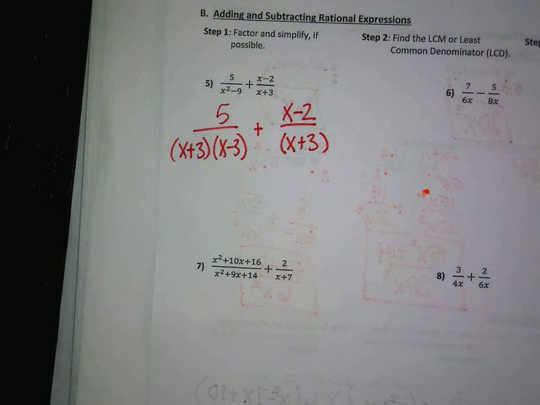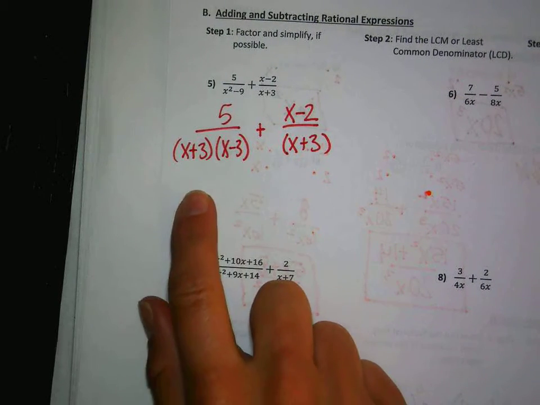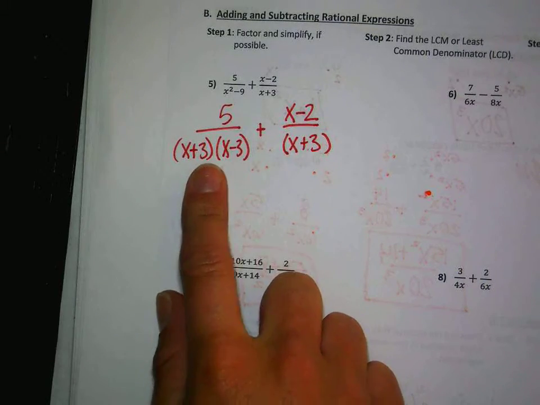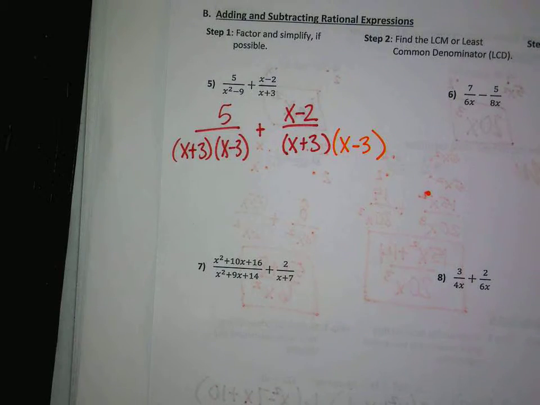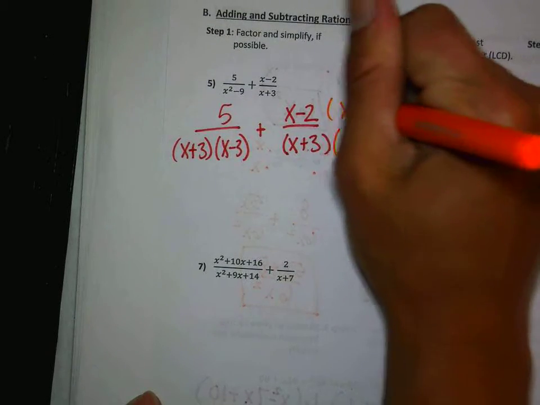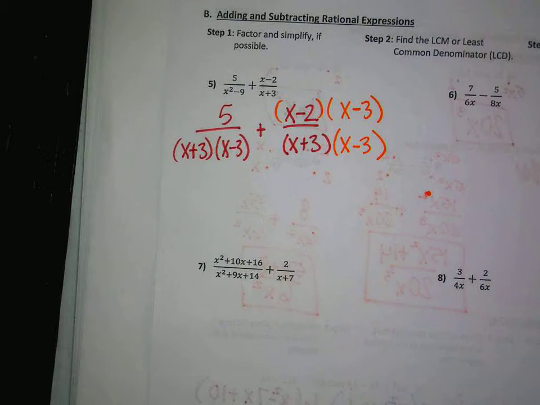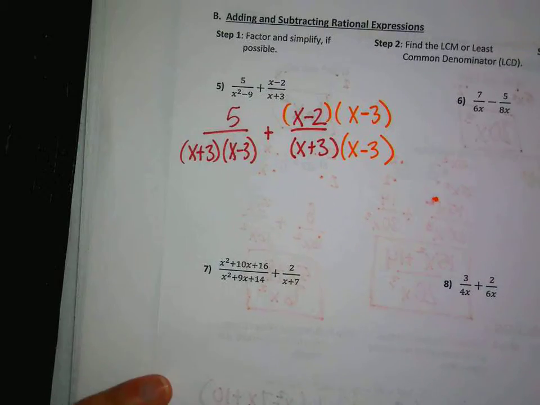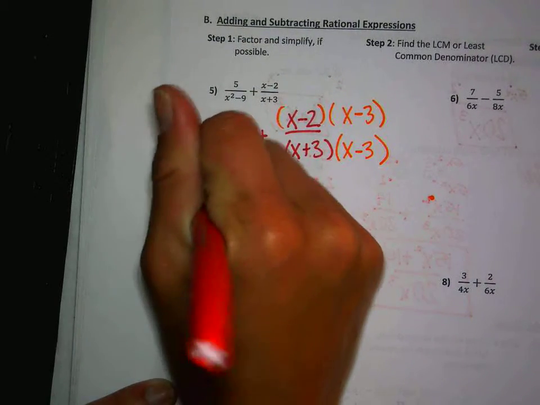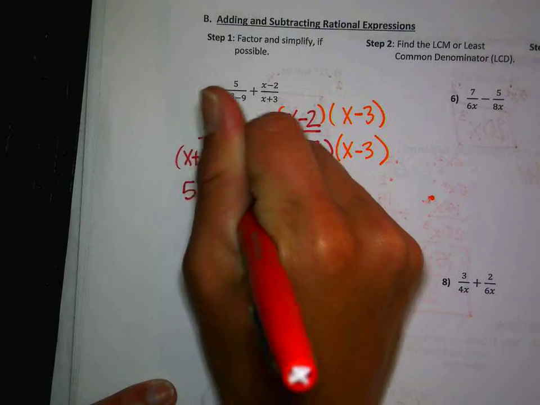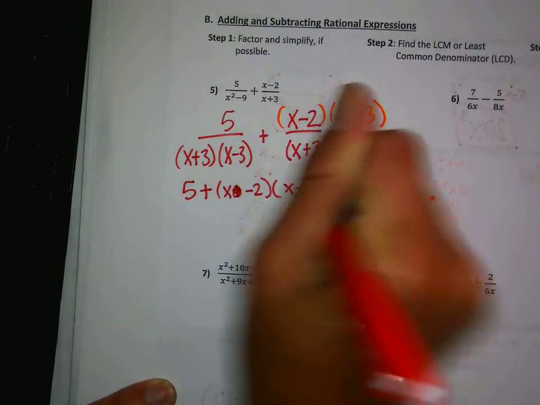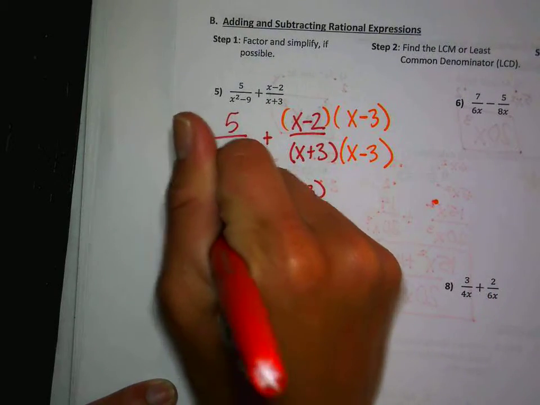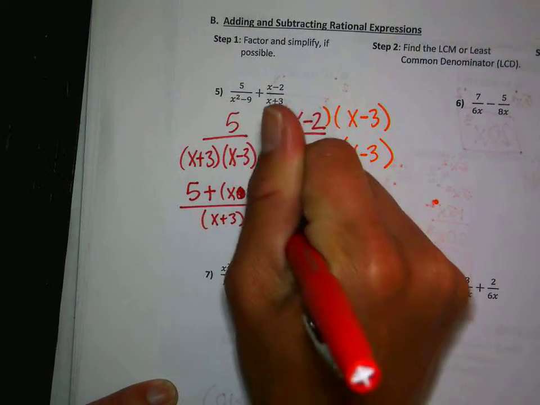So just like we did on the front, I need a common denominator, so I'm asking myself, okay, what is this guy missing that this guy has? X minus 3. And if you multiply it to the bottom, you also have to multiply it to the top. So on the top, I have 5 plus x minus 2, x minus 3 over x plus 3, x minus 3.